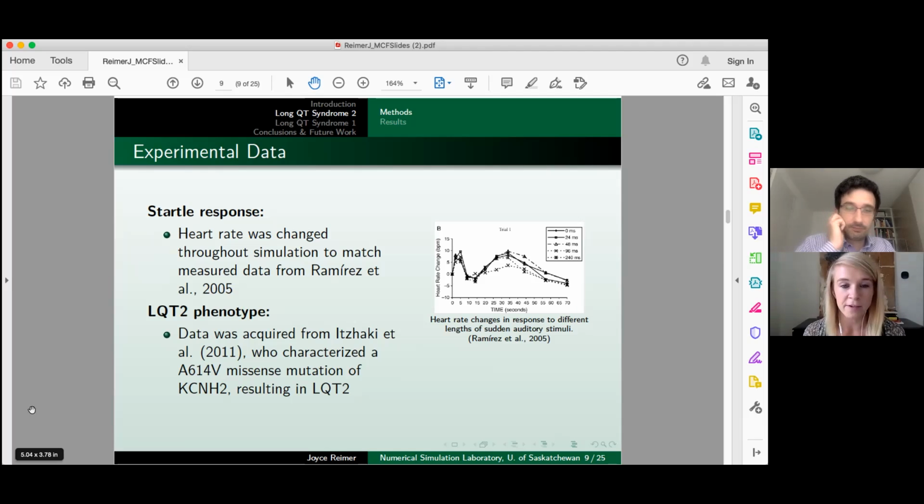And then for the LQT2 phenotype, we acquired the data from Itzhaki et al., who characterized an A614V missense mutation in the KCNH2 gene, which resulted in LQT2. So we used this data that was presented in their paper to parameterize the Grandi et al. cell model.